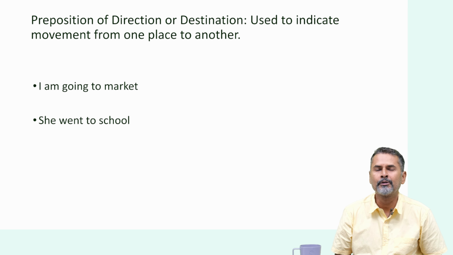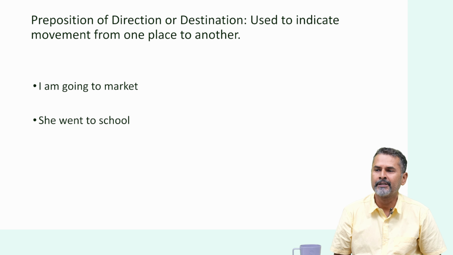Can anyone tell me what to means in this example? All you need to do is translate it into Malayalam. ഞാൻ മാർക്കറ്റിലേക്ക് പോകുകയാണ്. And to here stands for ലേക്ക്. I am going to the market. ഞാൻ മാർക്കറ്റിലേക്ക് പോവുകയാണ്.